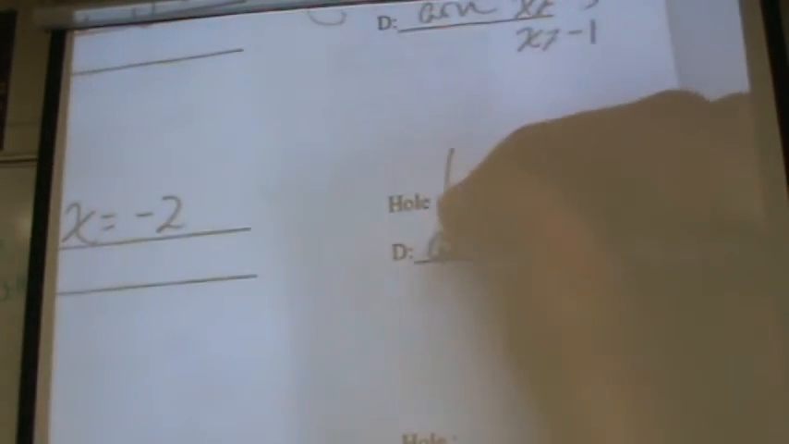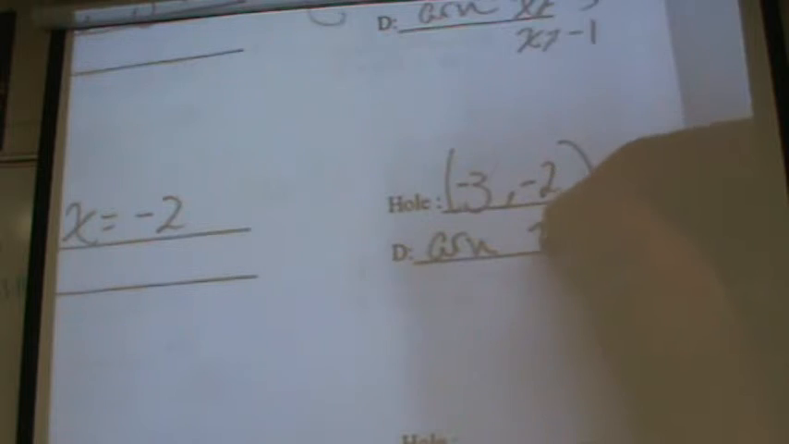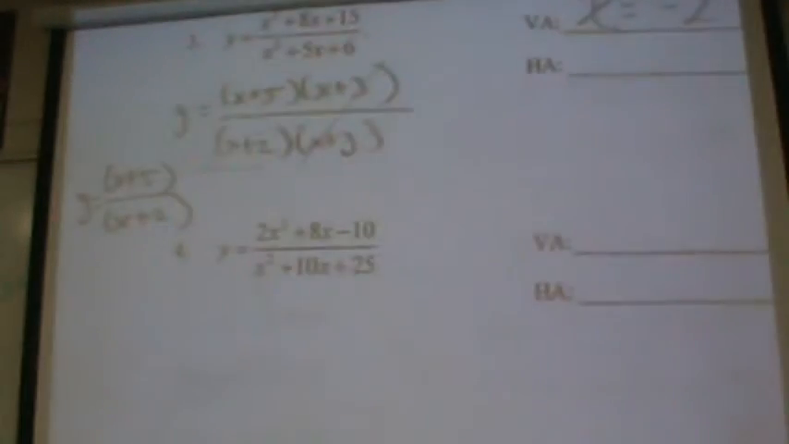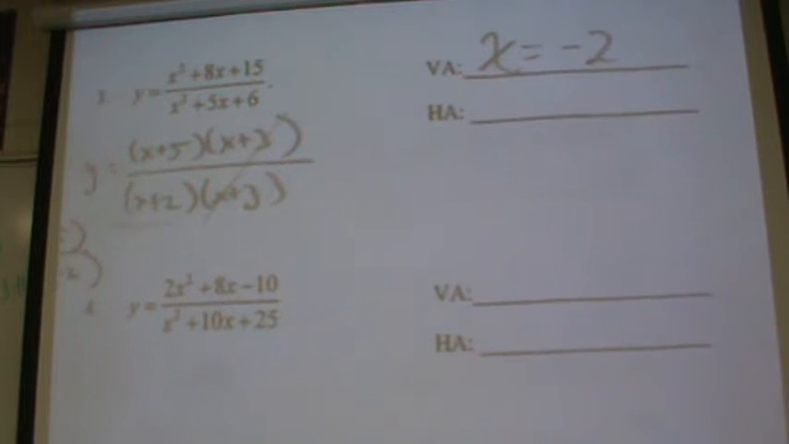For your domain, just like the ones before it, all real numbers. x cannot equal -2, and then for the -3 for the hole, x cannot equal -3. Three more? Sorry, I'm trying to get detail.